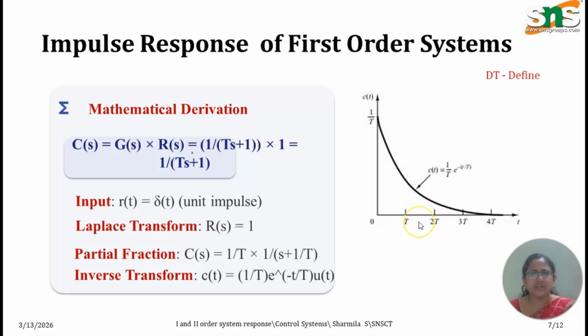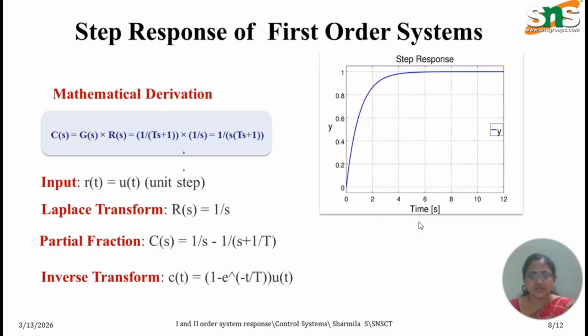And next is the step response of first order system. The step response is represented by the mathematical derivation C(s) = G(s) R(s). G(s) we know is 1/(Ts+1). Here R(s) represents the unit step signal. So we note that r(t) = u(t) for representation of a unit step signal. If we take the Laplace transform of this, R(s) = 1/s.